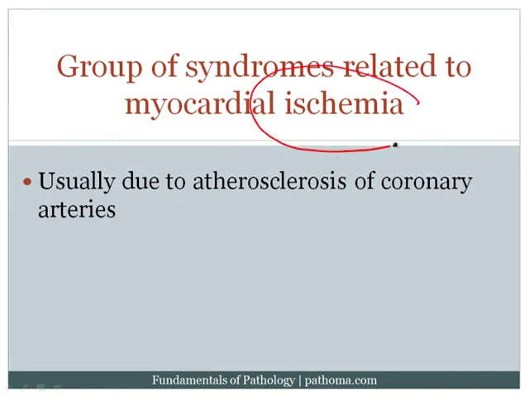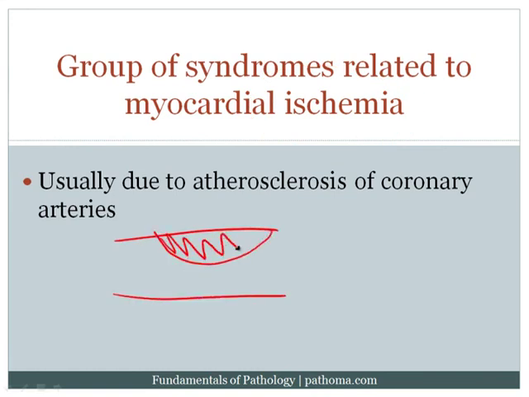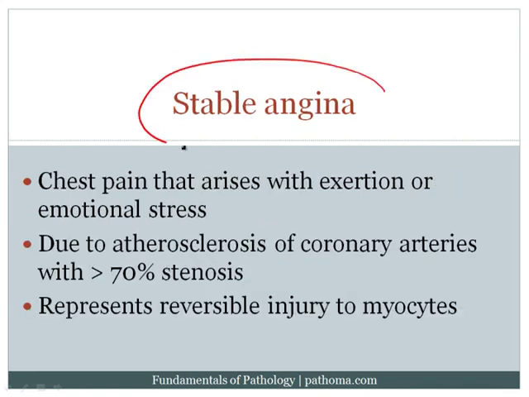Remember that ischemia refers to a decrease in blood flow to an organ. It's usually due to atherosclerosis. If you've got atherosclerosis in the coronary artery, you decrease the amount of blood flow going to the myocardium. Therefore, the risk factors for ischemic heart disease are going to be very similar to those of atherosclerosis, and it so happens that the incidence of ischemic heart disease increases with age, just as the incidence of atherosclerosis also increases with age. The first of these disorders is stable angina.